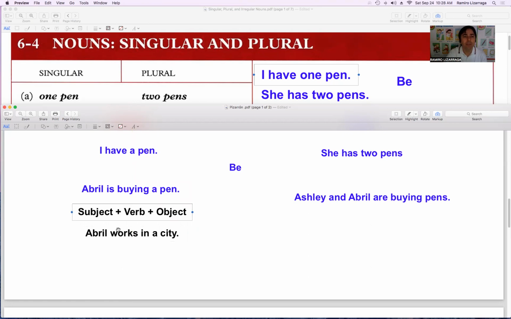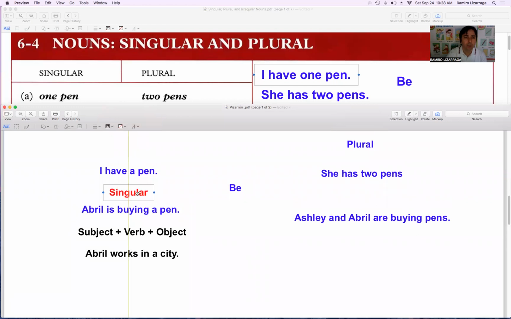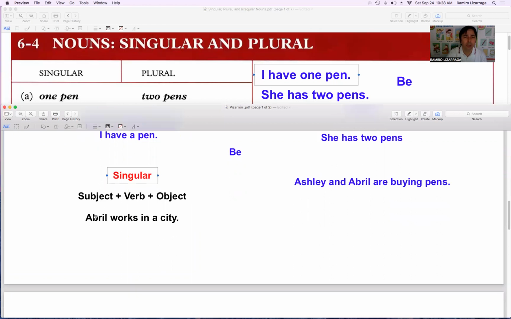Aquí estoy diciendo que Abril trabaja en una ciudad. Perfecto. Entonces, el sujeto es, como lo tengo por aquí, ¿cómo es el sujeto? Singular. El sujeto es singular. El verbo es singular también porque estoy usando la S. El objeto, ¿cómo es? Singular también.